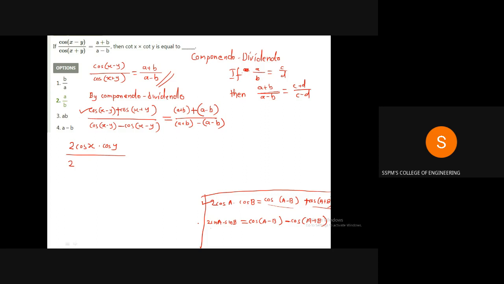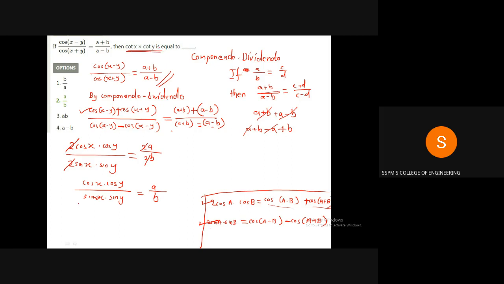So here A minus A will get cancelled, and we will have B plus B is equal to 2B. All these terms will get cancelled, and we will have cos x cos y divided by sin x sin y is equal to A divided by B. So we have to find the value of cot x cot y.